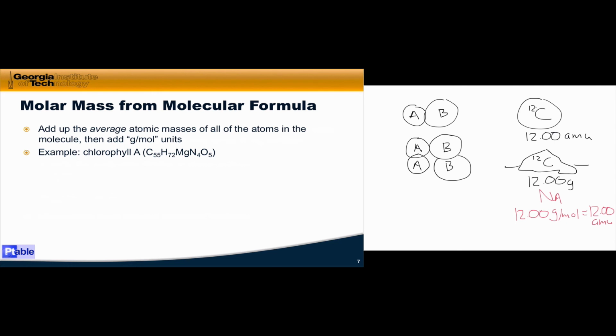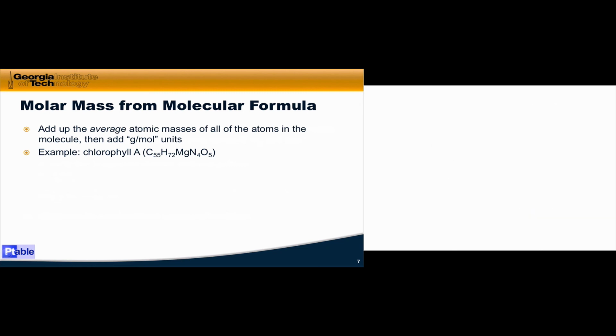So let's practice this skill of determining molar mass from a molecular formula. I've chosen deliberately an example of a molecule that's fairly large so that we can see how this process works. The idea is to add up the average atomic masses of all of the atoms in the molecule and then add grams per mole units at the end of it. Simple as that. We use the average atomic masses because we're assuming that this is a natural sample of material whose atoms reflect the isotopic abundances of all the elements within and all that good stuff.